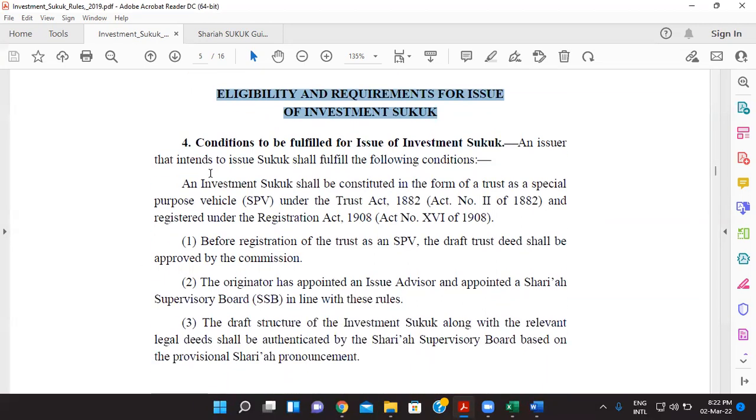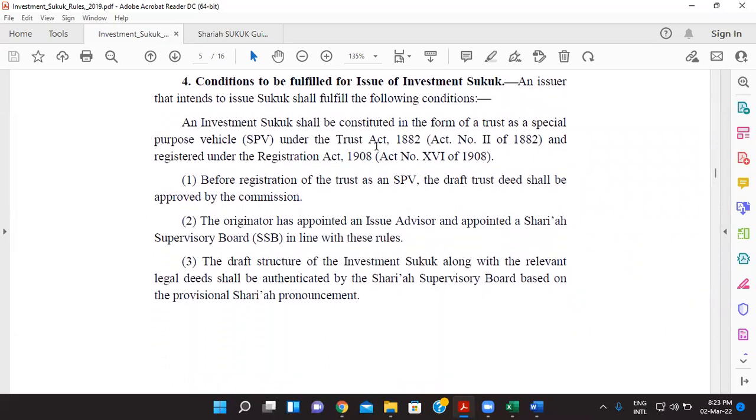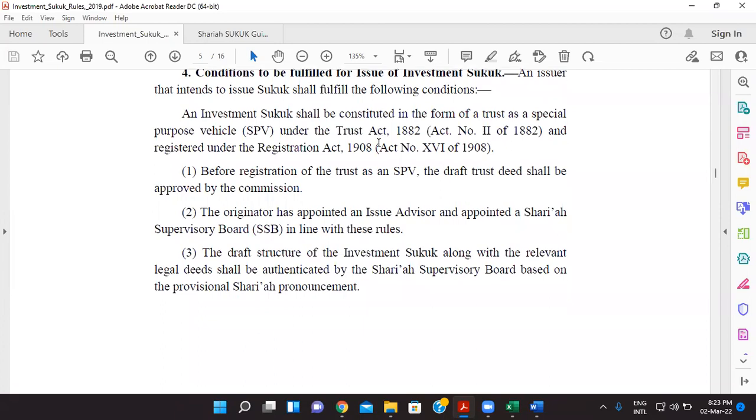Okay. So the first point out of the eligibility and requirement for issue of investment sukuk. What are the conditions you have to fulfill if you want to issue investment sukuk in Bangladesh? So an issuer that intends to issue sukuk shall fulfill the following conditions. An investment sukuk shall be constituted in the form of a trust as a special purpose vehicle under the Trust Act 1882. So we have a Trust Act 1882. Based on this Trust Act, you have to create a special purpose vehicle.